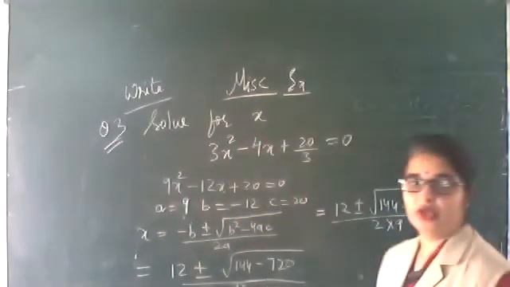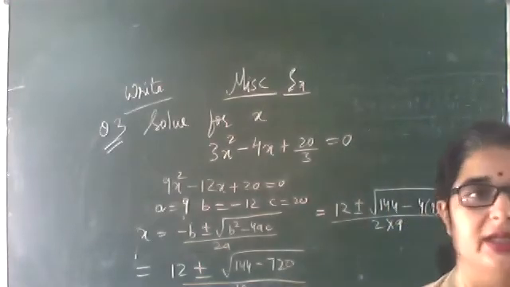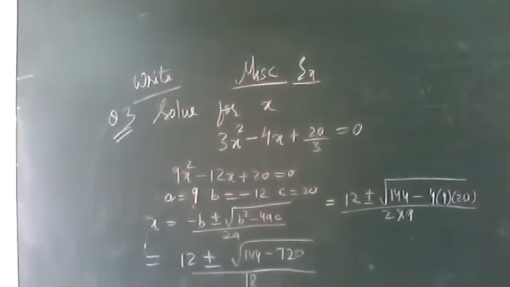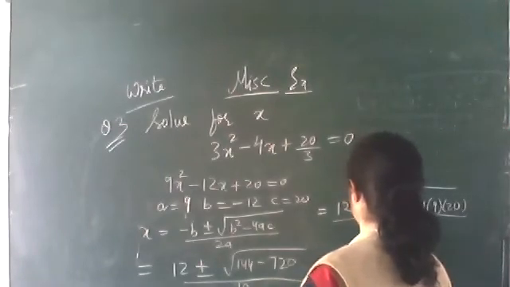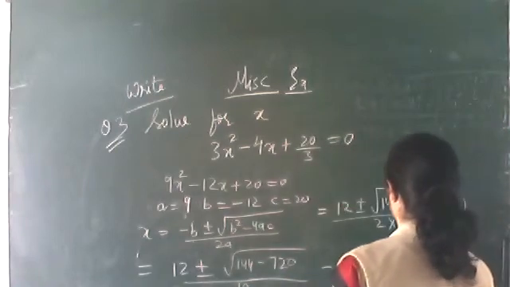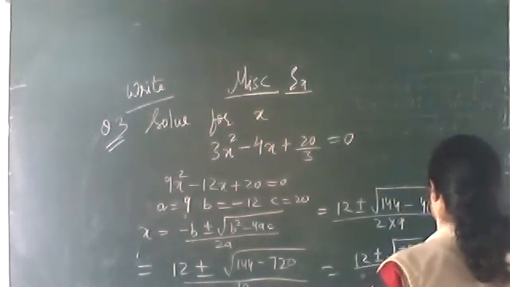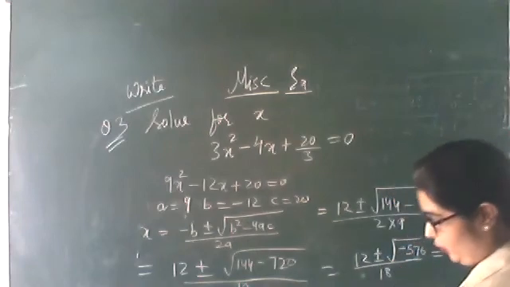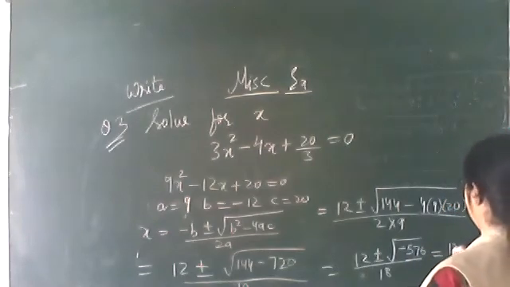Is it visible? 12 plus minus the square root of 144 minus 720, upon 18. Clear? Now just see, this is equal to 12 plus minus the square root of 144 minus 720, which is minus 576, upon 18. Now, do you remember 576 is the square of what? 24. 576 is 24 square. So you can write 12 plus minus 24 iota upon 18.